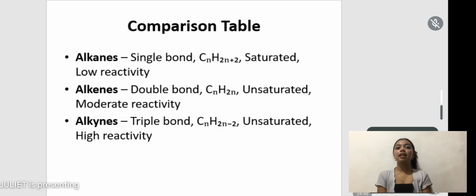Last is the alkynes. Alkynes have a triple bond. And the formula is CnH2n minus 2. And alkyne is unsaturated but has high reactivity.